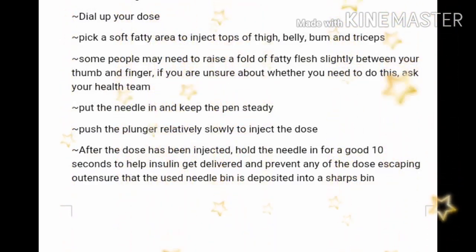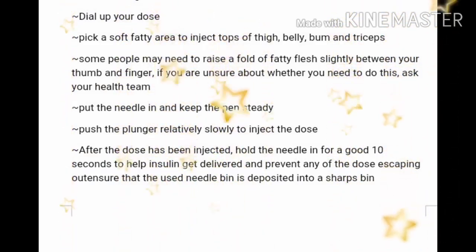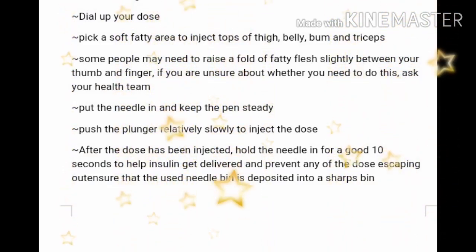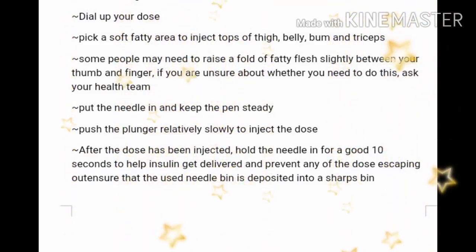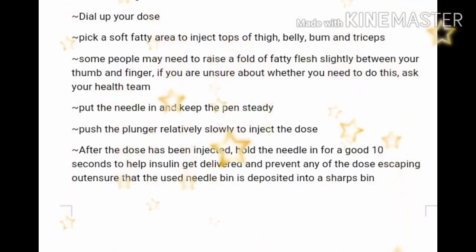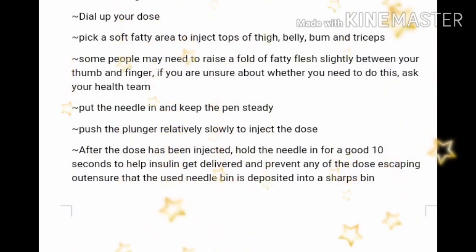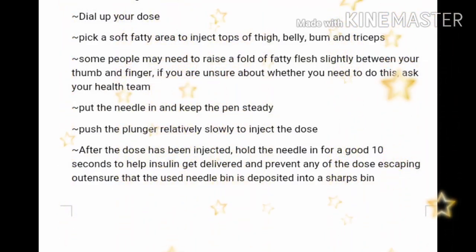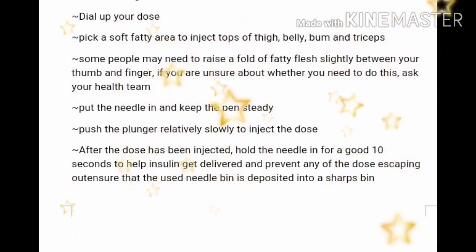Then put the needle in and keep the pen steady. Then push the plunger relatively slowly to inject the dose. After the dose has been injected, hold the needle in for a good 10 seconds to help insulin get delivered and prevent any of the dose escaping out. Then last, ensure that the used needle is deposited into a sharps bin.